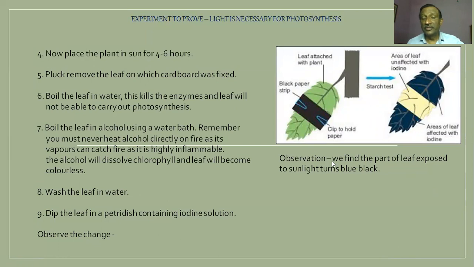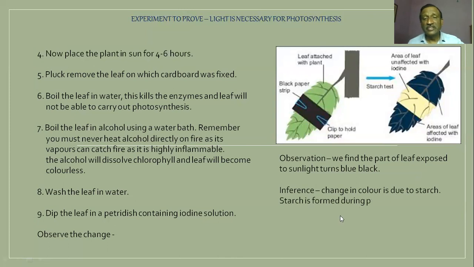So our observation is that the part of the leaf exposed to sunlight turned blue black. Inference kya hai? What do we understand by this? The change in the color is due to the presence of starch. Starch is formed during photosynthesis, and all the starch which was produced in the previous days has already been used within 3 to 4 days. So only in this portion where the light was exposed, new starch is made.